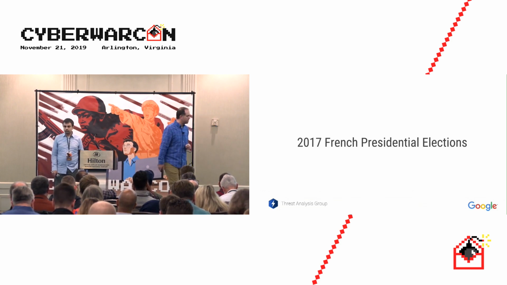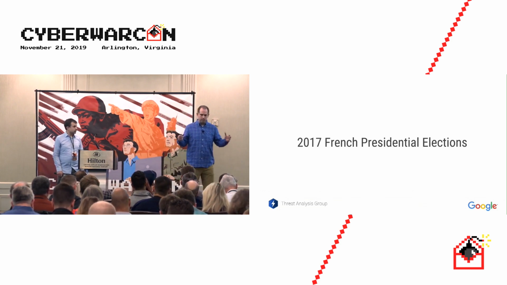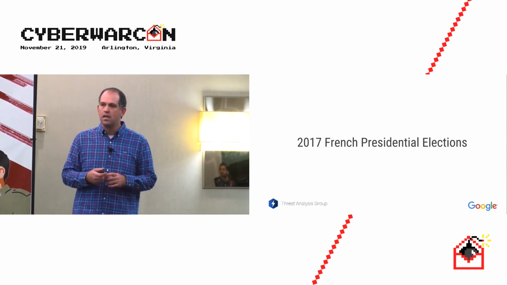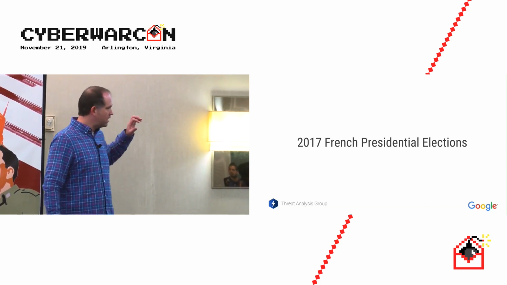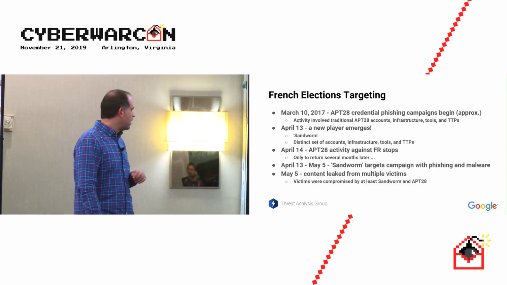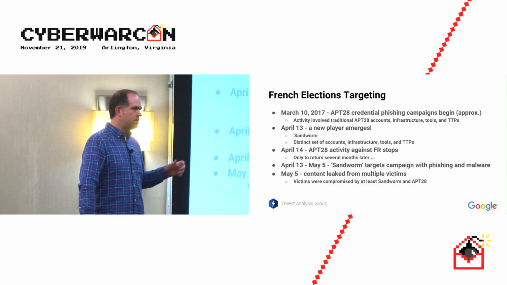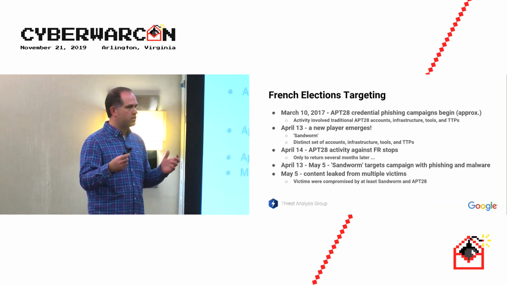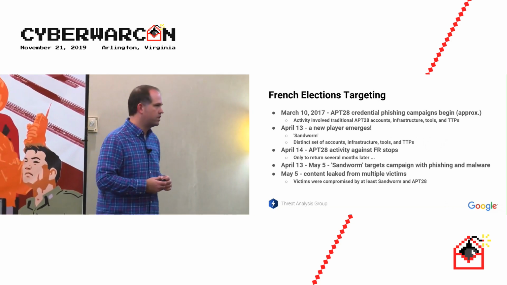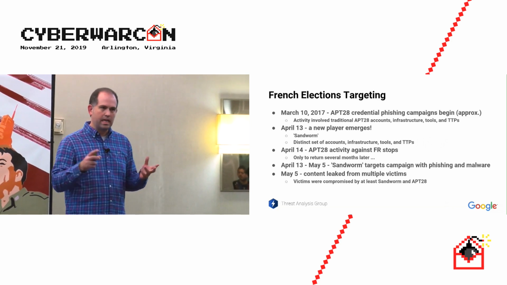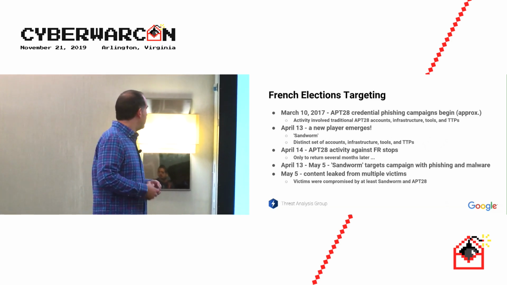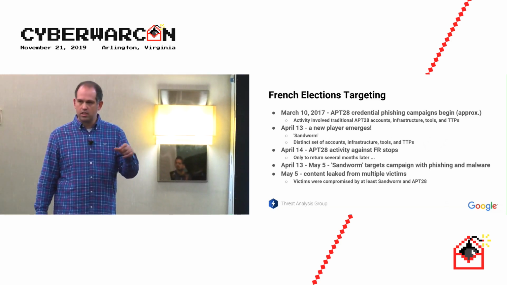So to get things started, our story on Sandworm, when we started really diving into this evolution of the group, was around the 2017 French presidential elections. The activity as it relates to Russia targeting the French presidential election in 2017 is pretty well covered. APT28 was featured prominently in this. We started seeing APT28 activity targeting the French elections around March 10th. This was almost all credential phishing, targeting both personal as well as campaign or professional accounts. We see that activity continue through March into early April.